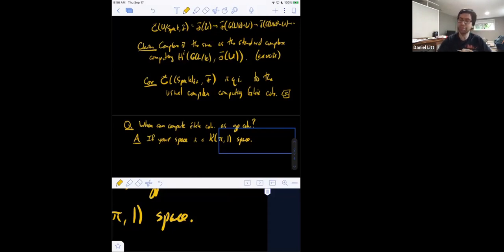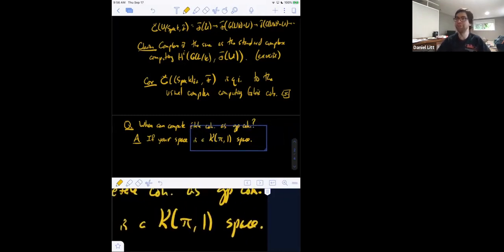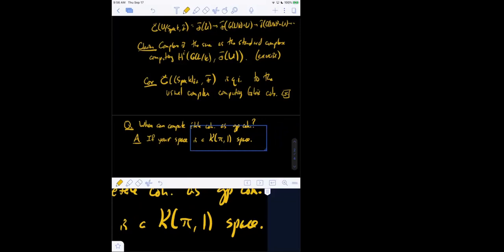Okay, so why do I say this is a fake answer? Well, it's a fake answer because this is more or less the definition of a K(π,1) space in algebraic geometry, namely that its cohomology is computed in terms of the group cohomology of its π₁. And I haven't yet told you what π₁ is in the étale setting, but I will later in the course.